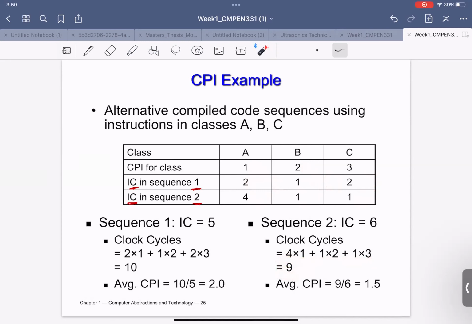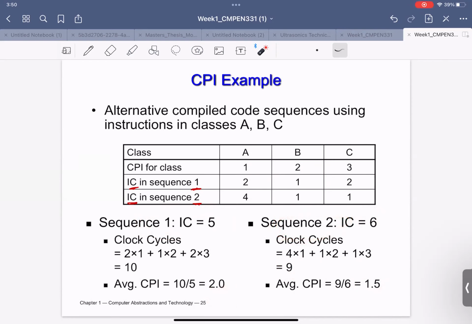I need to calculate the average CPI. So it's 9 divided by the total number of instructions. 4 plus 1 plus 1 is equal to 6. 9 divided by 6 is 1.5. So for this sequence, the average CPI is 2. For this sequence, the average cycles per instruction is 1.5.